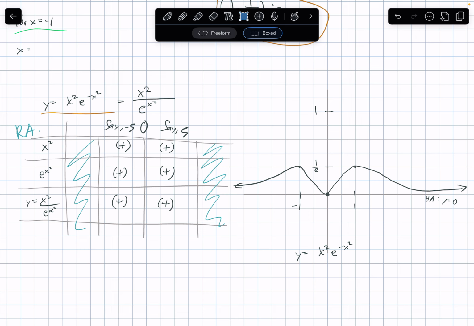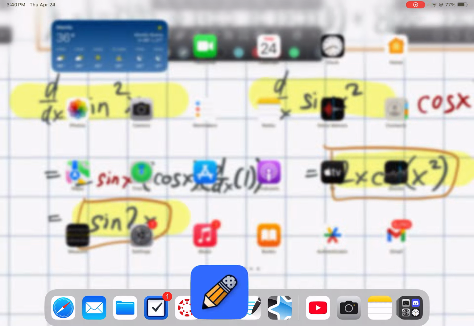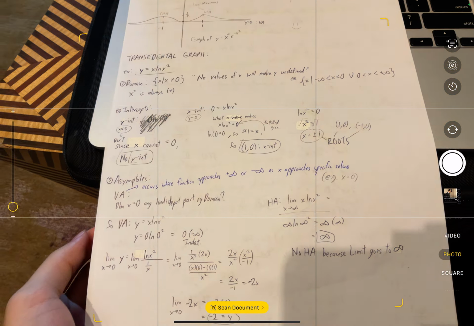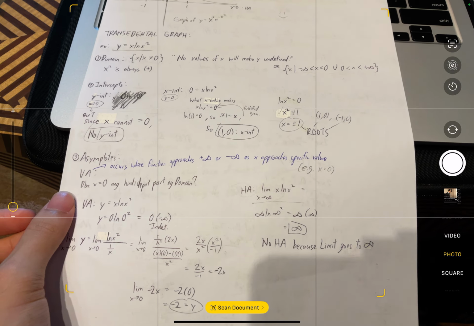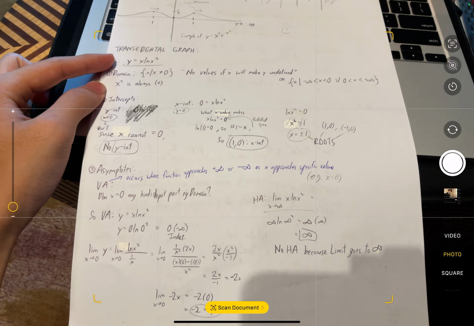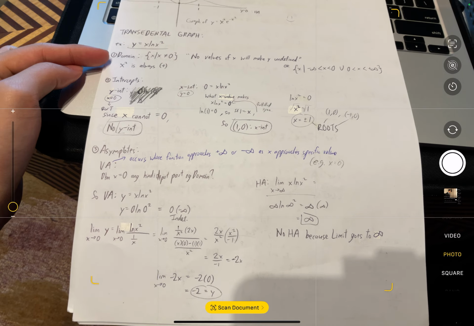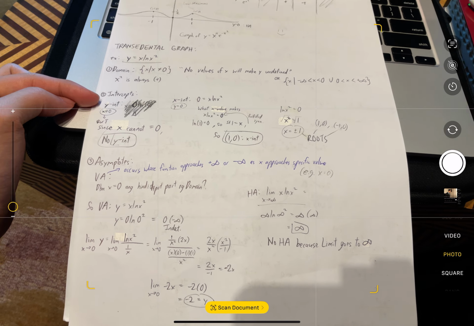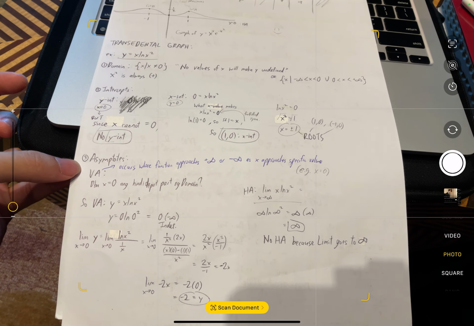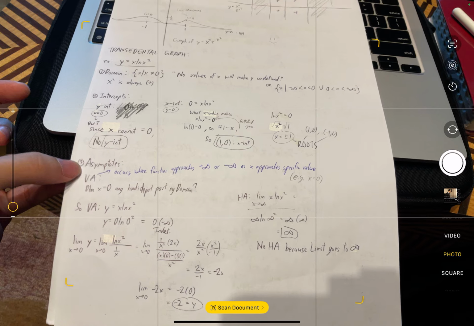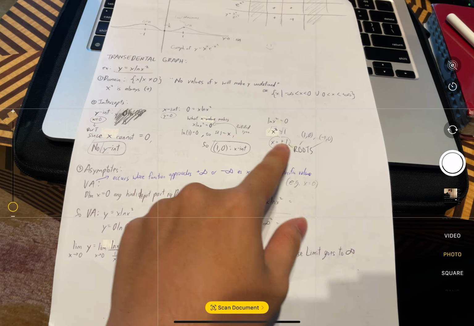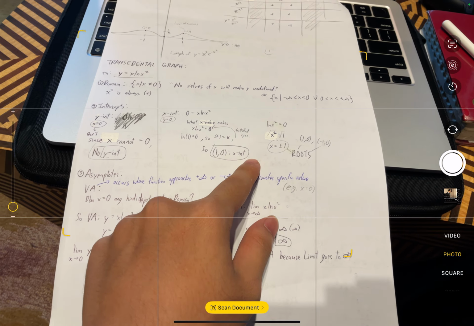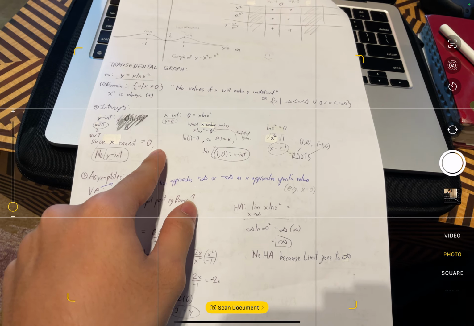Here's another example, although I won't teach it anymore. I'll just show you my solution. So given that y is x ln x squared, domain, intercepts, asymptotes. You find the roots, by the way, in the intercepts part. Okay.